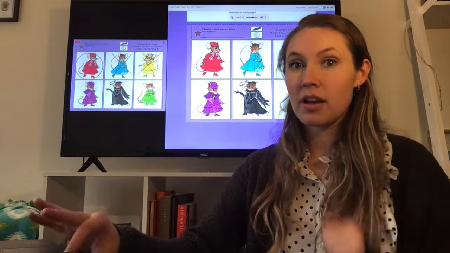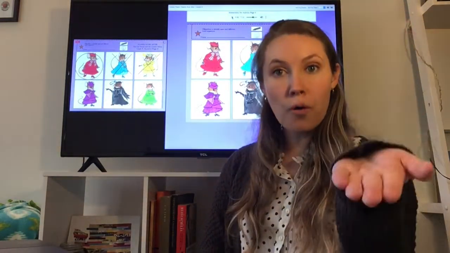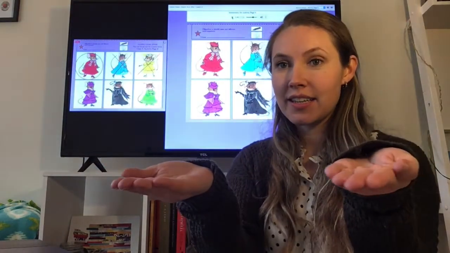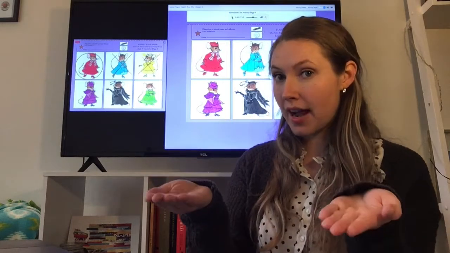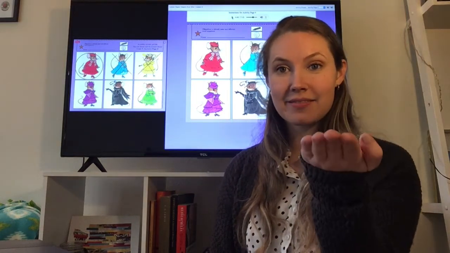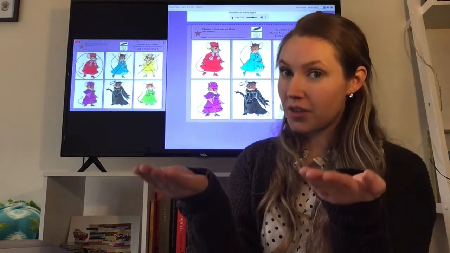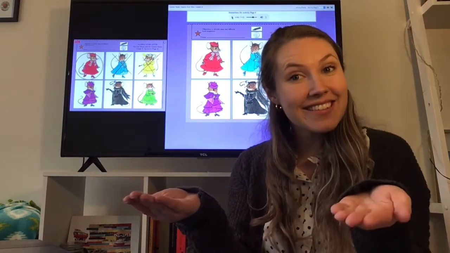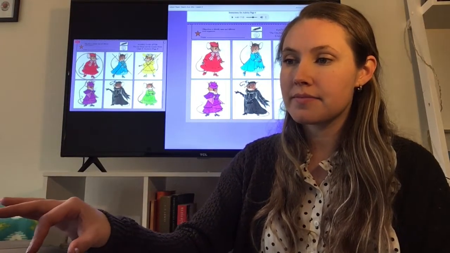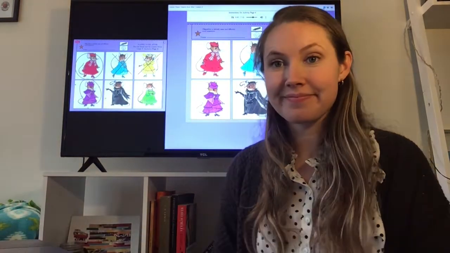Okay, so this time, the mouse in the purple dress said, home, cat. Then she said, home, cat. Did she say the same thing both times? Listen again. Home, cat. Home, cat. Did she say the same word first both times? Yes, she did. So we are going to circle the mouse in the purple dress. And let's move on, see if we're correct.